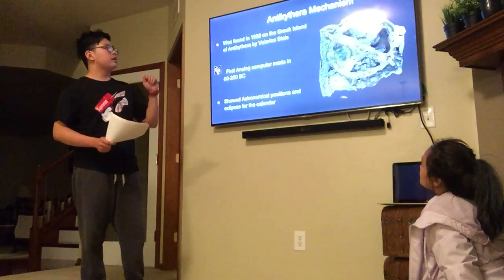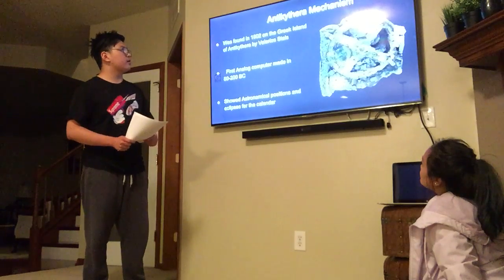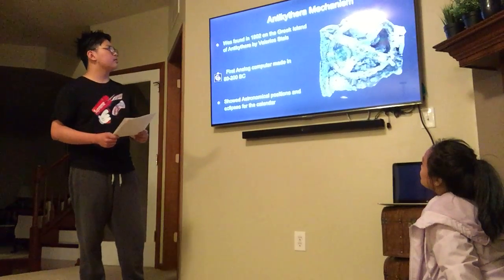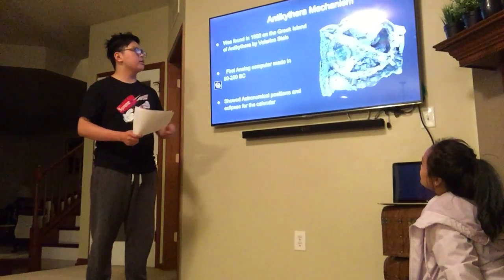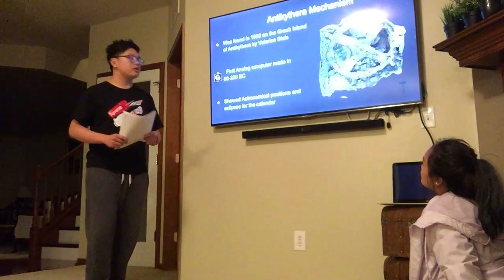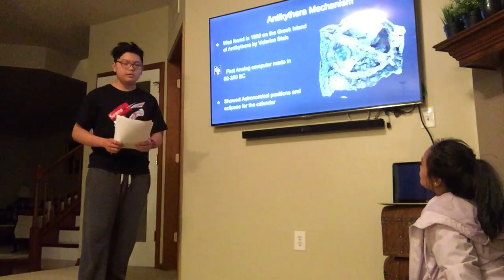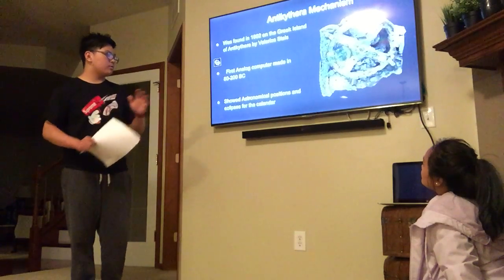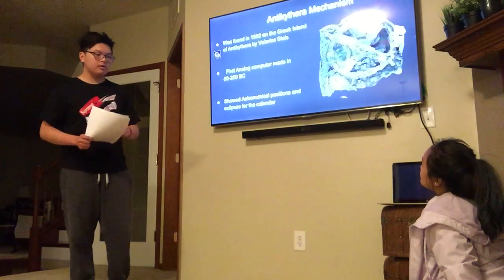I want to first talk about the Antikythera mechanism, which was found in 1902 on the Greek island of Antikythera by Valerios Stais. And it's actually the first analog computer, made in 80 BC, and it showed astronomical positions and eclipses for the calendar.